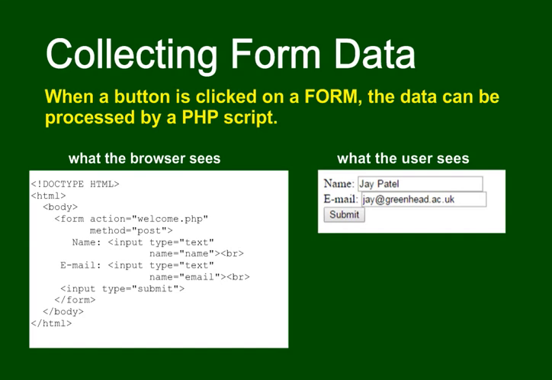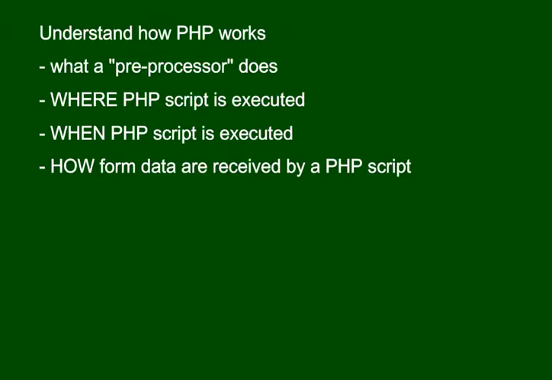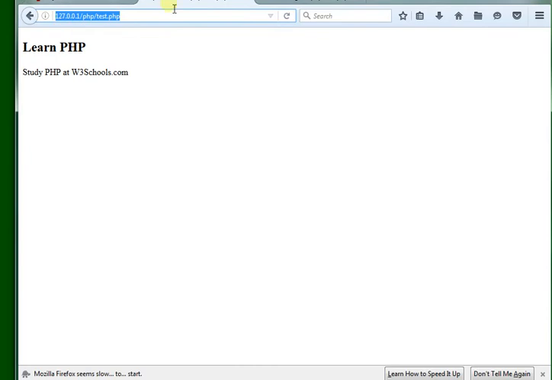Okay, so now we've looked at pre-processing. So you should understand now where the script is executed. It's executed on the server, but it's got to be routed through the server. Okay, so let's just remind ourselves of that. It's got to get routed through the server.